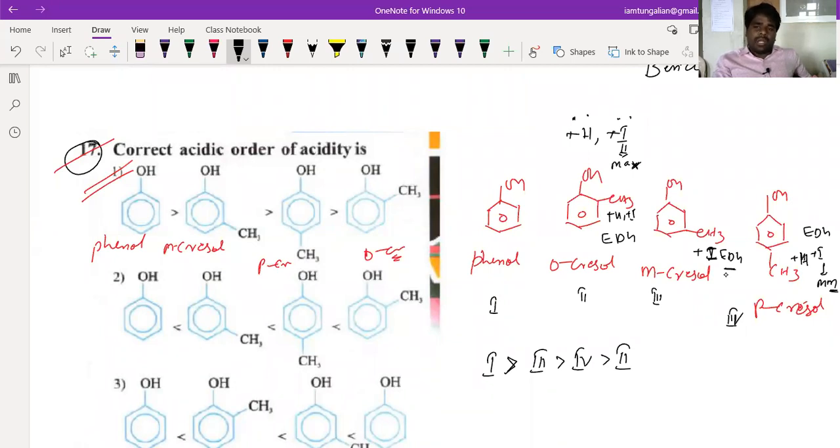How am I deciding between orthocresol and paracresol? See, in orthocresol, the inductive effect is maximum beta, whereas in paracresol the inductive effect is less. That means the least plus I is in para and the most plus I is in ortho. Since acidic nature is inversely proportional to electron donating nature, para will be more acidic, followed by ortho beta. This is the reason beta. Tejaswini, is that clear beta?